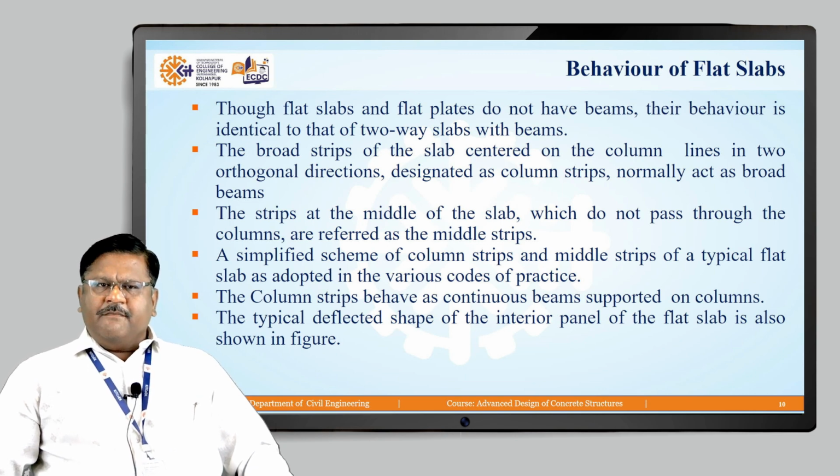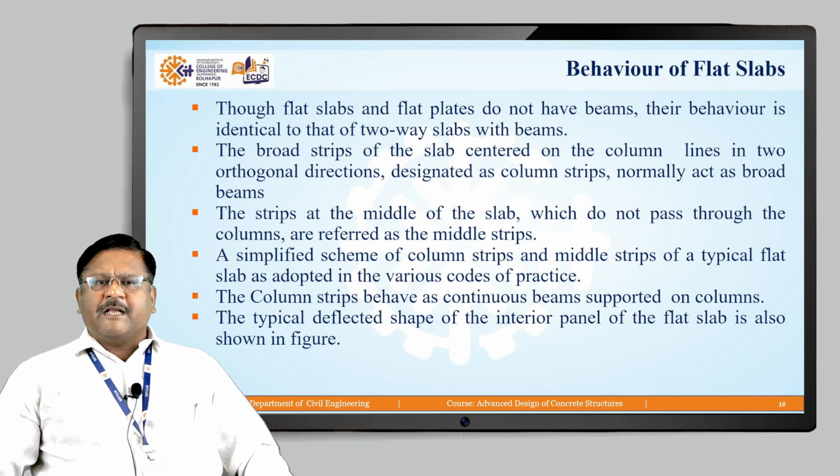The behavior is the same. The broader strips of the slab centered on the column lines in two orthogonal directions are designed as column strips. Normally these column strips act as broader beams. Hence there is no behavioral difference between flat slabs and two-way slabs with beams. Did you get it? The behavior of two-way slabs with beams and flat slab does not differ.